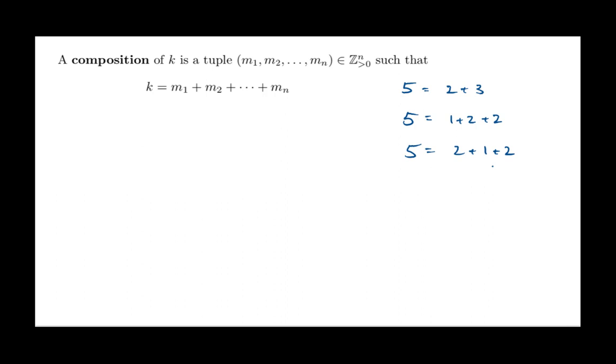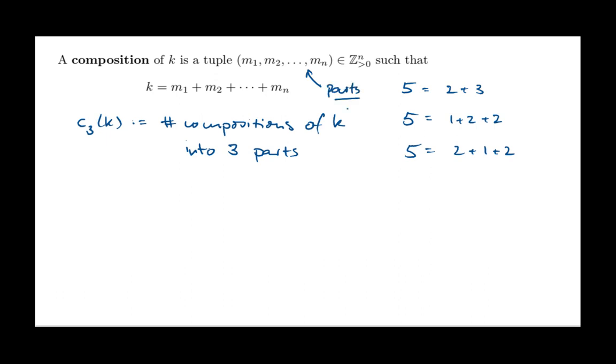Okay, so I'd like to count these compositions. So let's do maybe a warm-up example. So let me do a counting function that maybe I'll call C3 of k. So I'd like this to be the number of compositions of k into 3 parts. I should tell you what a part is. You might realize this already. So these entries in this tuple are called the parts of the composition.